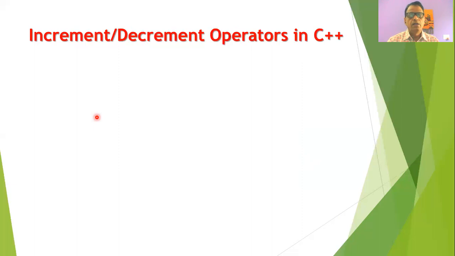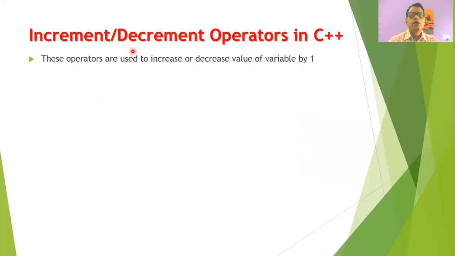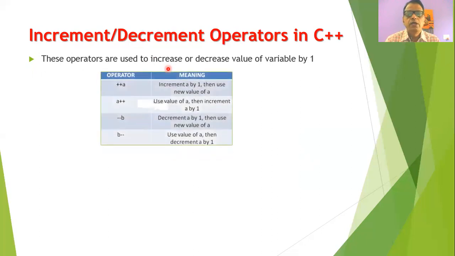Now we will go for another type of operator, and these operators are called the increment and decrement operators in C++. These operators are used to increase the value of the variable by 1, or they are also used to decrease the value of the variable by 1.